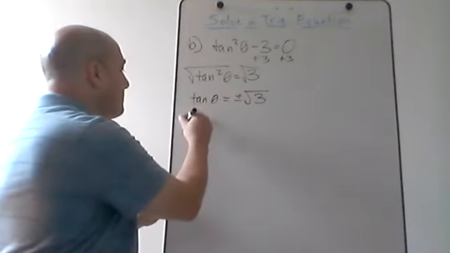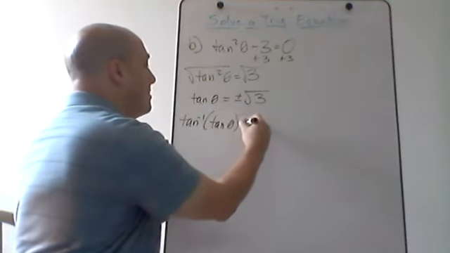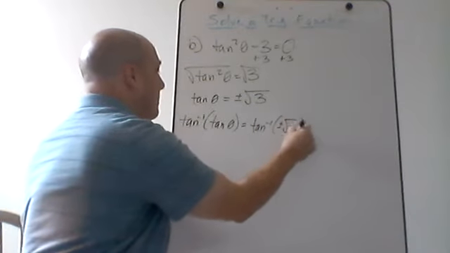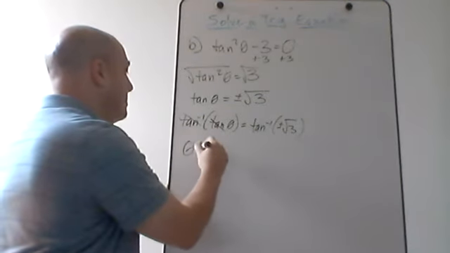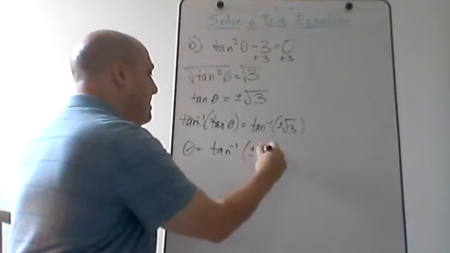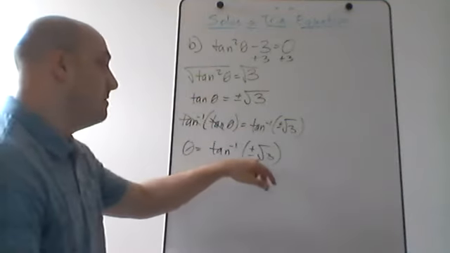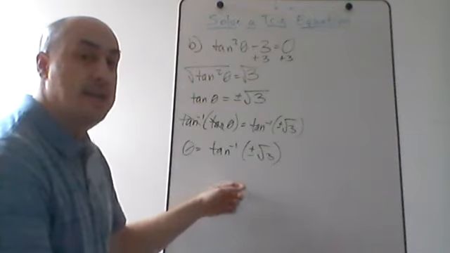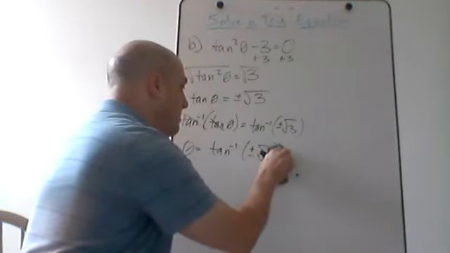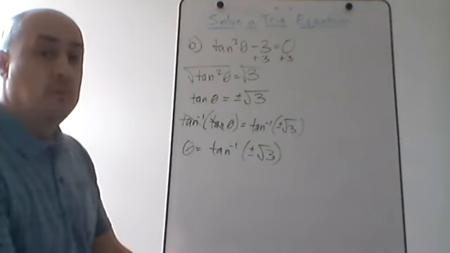All right, so think of it in terms of the inverse function, right? To cancel out the tangent function, I have to do the inverse tangent. All right, so theta is going to equal tangent inverse of positive and negative square root of 3. So there's really 2 different things here. There's tangent inverse of positive square root of 3 and tangent inverse of negative square root of 3. All right, let me maybe make that 3 big enough that y'all can see it. All right, so that's what we got.